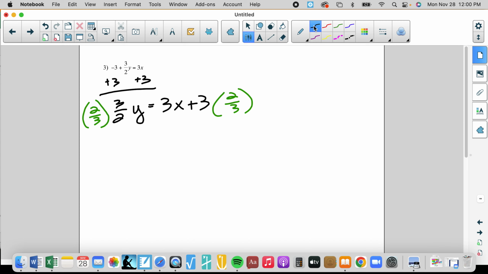So that leaves us with y equals, and we're going to distribute that to both of the terms. 3x times 2/3. This 3 is in the numerator. This 3 is in the denominator. They're going to cancel each other. And that leaves you with 2x. And then again, you're going to multiply 2/3 times 3. The 3 in the numerator is going to cancel with the 3 in the denominator. And that leaves you with plus 2.